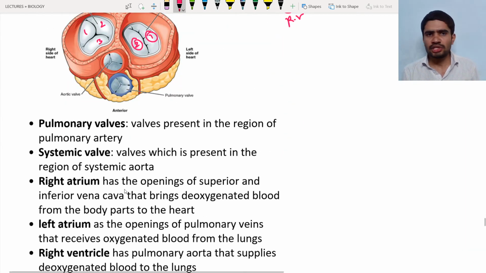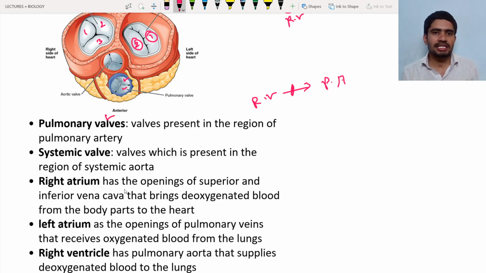Okay. Just now we discussed there is a valve between the right ventricle and the pulmonary artery. This valve which is present over here is known as the pulmonary valve. Here you can see the pulmonary valve. Here also it is tricuspid, it has three flap-like structures.